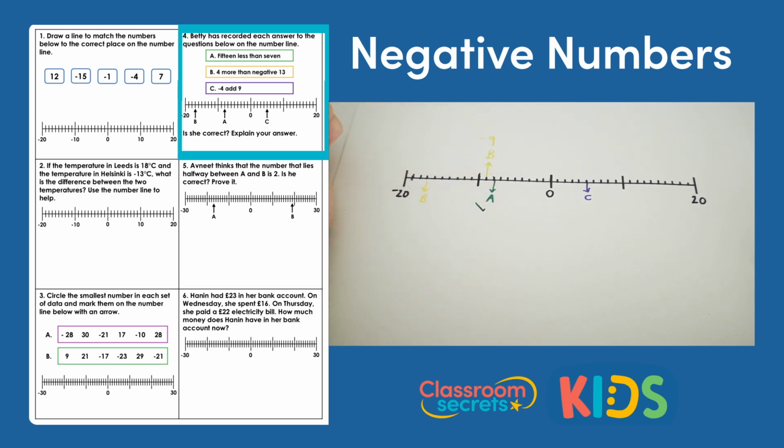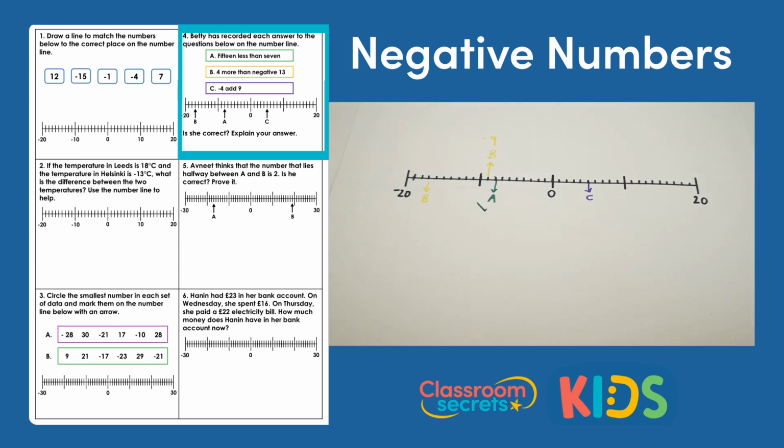So actually, Betty is incorrect because Betty has made the mistake of subtracting 4 from negative 13, negative 13, negative 14, negative 15, negative 16, negative 17. So she's actually gone the wrong way on her number line. She should have added that 4. And the answer to B then is negative 9. So far Betty's got A correct, but she's got B incorrect.